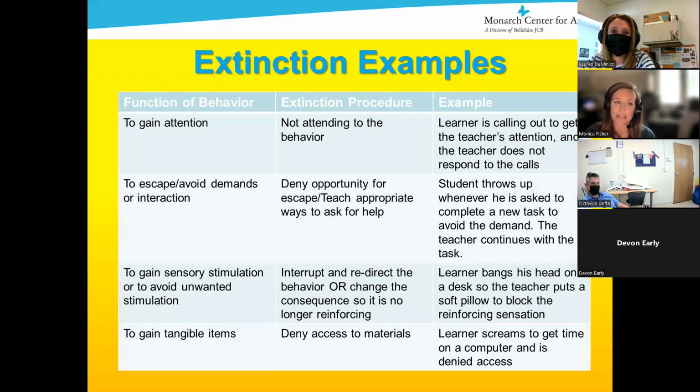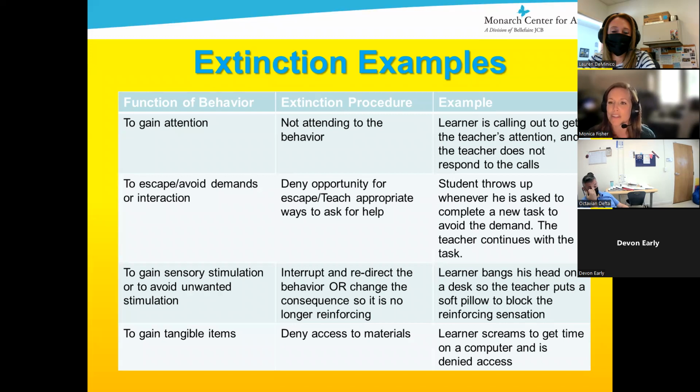So if the function of behavior is gaining attention, the extinction procedure usually is some sort of planned ignoring or just not attending to that behavior. So the learner's calling out, hey, teacher, hey, teacher, teacher's not responding to the calls. That would be an example of an extinction procedure. So when my son says, mommy, and I don't respond, and then he yells, mommy, that would be an example of an extinction procedure. If I pay attention to that yelling, finally, when he's screaming at me, I've just reinforced that higher level of behavior.